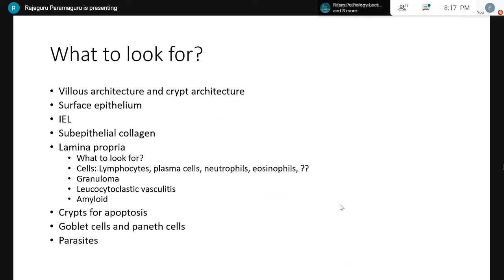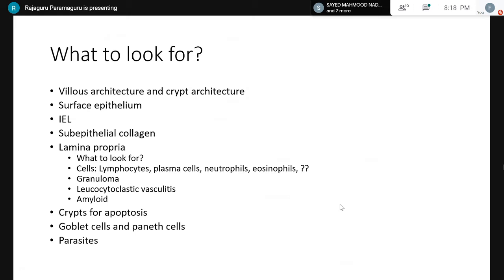Surface epithelium, maybe not for the adult patients, but for the infants and the pediatric patients, we might be interested in that. But I'm not going to show any of those, like microvillus inclusion disease or tufting enteropathy, because those are very rare, so I'm not going to go into detail. But if it comes to the infants and the pediatric, you will have to look for the surface epithelium, like if there are some lipid vacuoles, like in abetalipoproteinemia and so on. And then increase in intraepithelial lymphocytes. We are very much interested in that when it comes to the small bowel. Then the subepithelial collagen deposition, like in collagenous sprue.